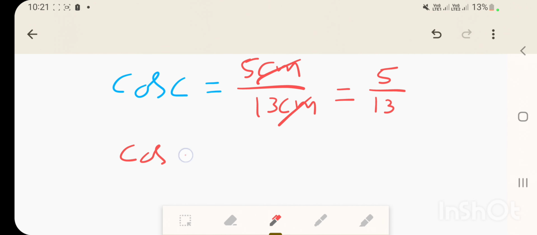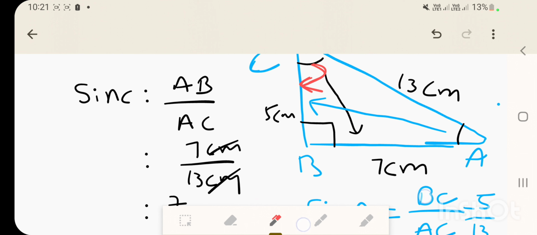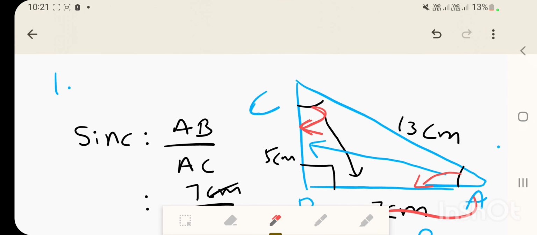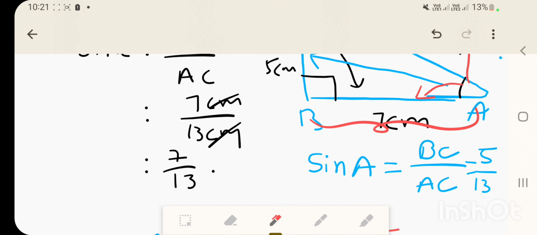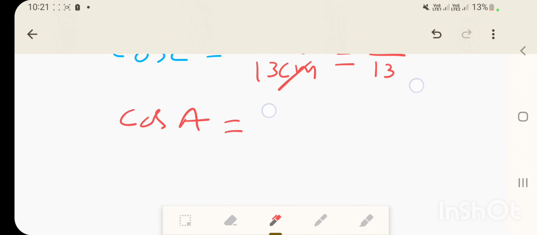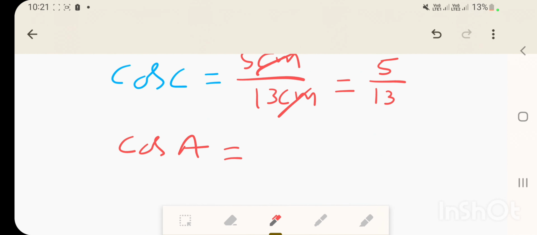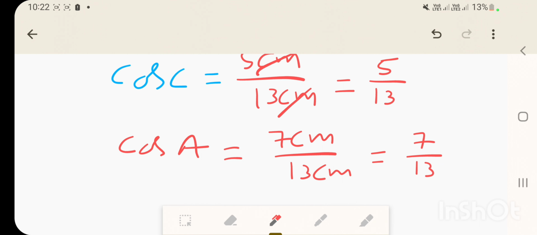Suppose we want to find cos A. Adjacent to angle A is AB. This is the adjacent side to angle A. So the length of AB is 7 centimeters, and the length of the hypotenuse is 13 centimeters. So cos A is AB, 7 centimeters, divided by 13 centimeters, which gives 7 by 13. This is going to be cos A. Like this we can find the ratios related to cos A, cos C, or sin A, sin C.